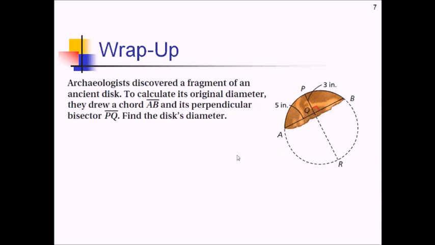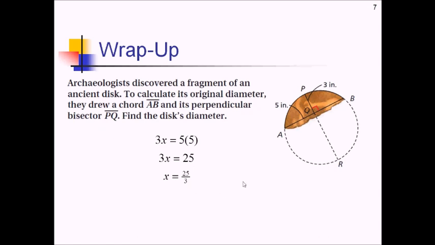So pause the video and see if you can figure out the diameter from this. The relationship here is that we know that 5 times 5 is going to equal 3 times whatever this other length is. So we can say 3 times x, we'll call this x, equals 5 times 5, or 25, which means that this length here is just going to be 25 divided by 3.